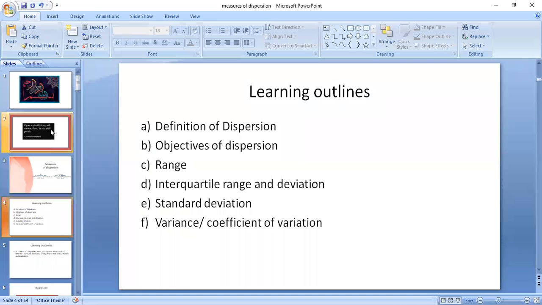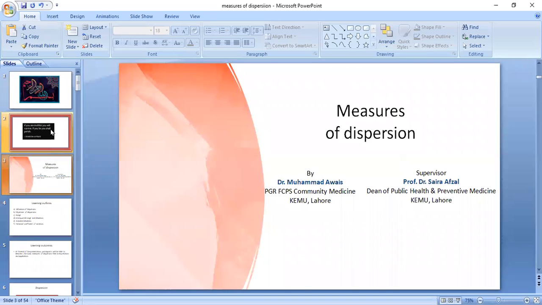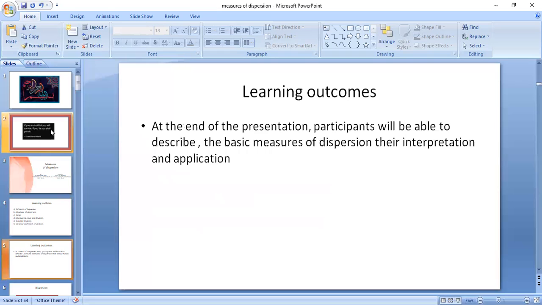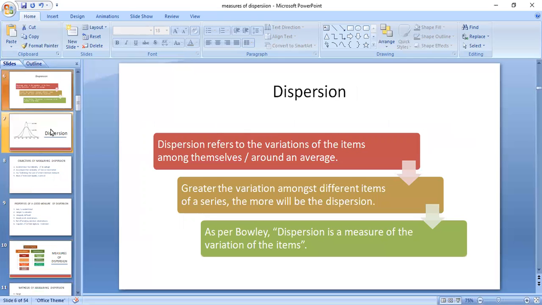Today we will discuss the measures of dispersion under the kind supervision of Professor Dr. Saira Afzal. Today we will learn about the definitions of dispersion, objectives of dispersion, range, interquartile range and deviation, standard deviation, variance, and coefficient of variance, and at the end there will be the recent updates and MCQs. By the end of this presentation, participants will be able to describe the basic measures of dispersion, their interpretation and application. Now, what is dispersion?